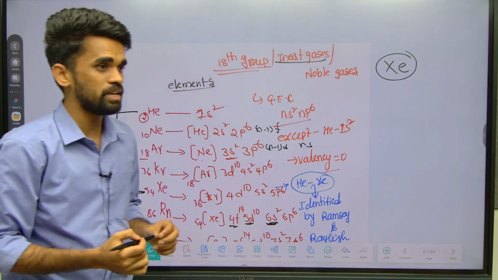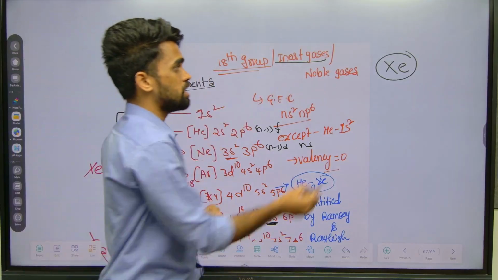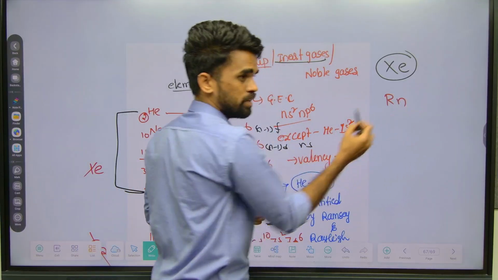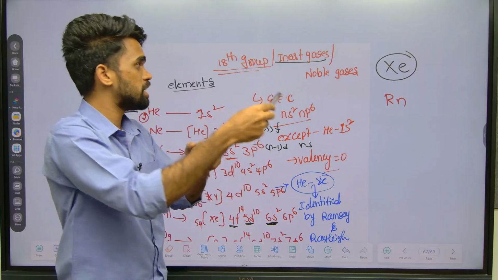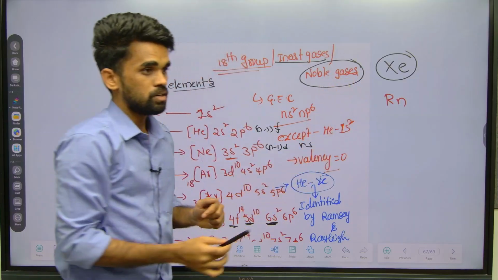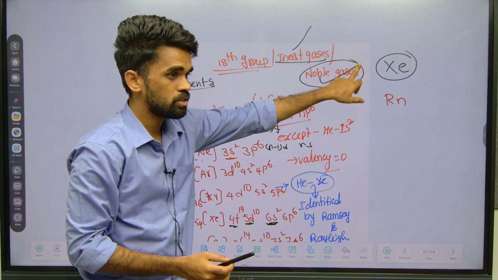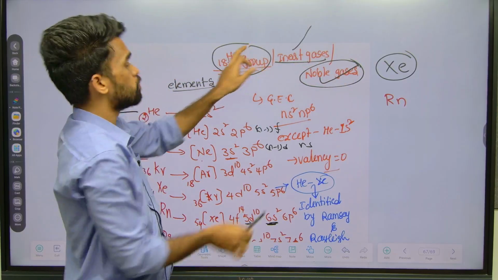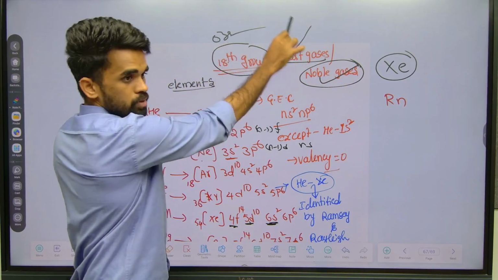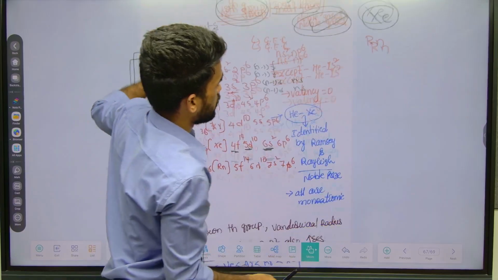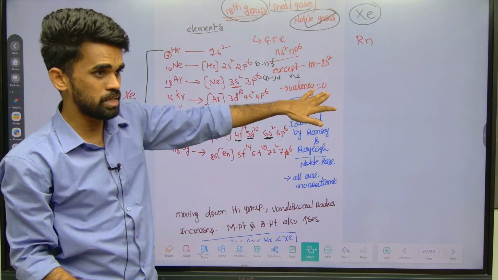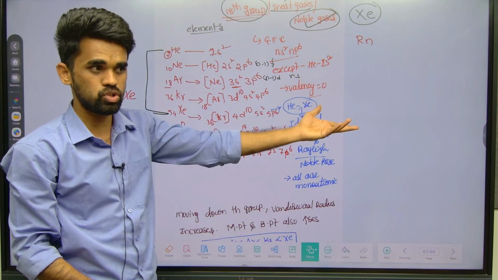Which element has reactivity? Xenon. Xenon and radon show some reactivity. Therefore, they changed the name to noble gases. First what they called them, now what they are calling them. Also the 18th group or also the 0th group. All these are the same, remember. Now what is the valency of these elements? 0, because they won't show reactions.